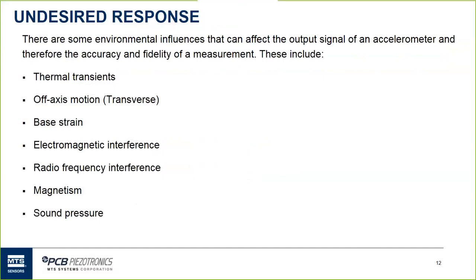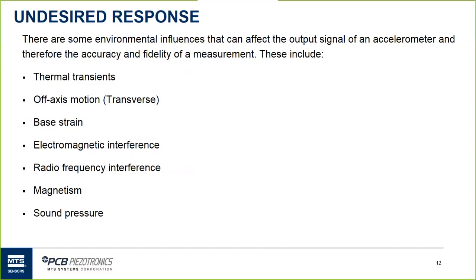Base strain is as a result of the mounting of the transducer. When the accelerometer is mounted, particularly when stud mounted, which requires torquing in place, excessive torque can result in base strain that influences that sensor. However, most modern accelerometer designs, which are shear versus the old designs, which were compression in nature, are nowhere near as sensitive to base strain as they were early on.